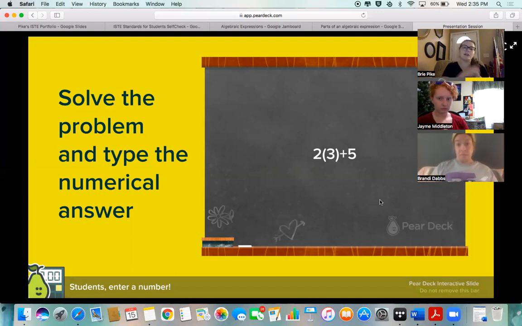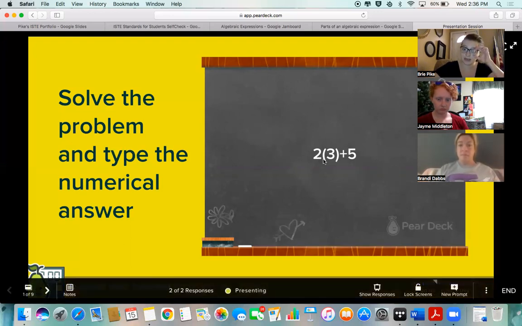I don't see an X, like a little cross sign. I don't see a dot. So how do I know? It's right next to the parentheses. Good job. So when we have a number right beside the parentheses, we know that that means to multiply, right? So we multiplied first and got 6 and then added it to 5. So we call this a numerical expression.